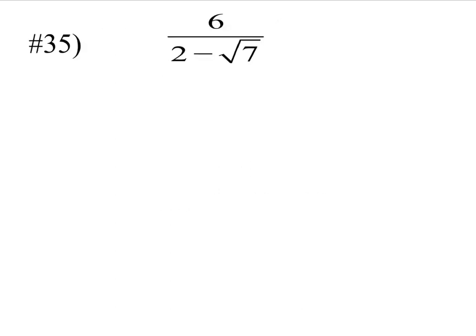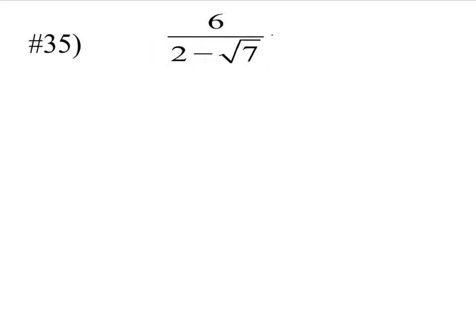When you're dealing with problems that have two terms in the denominator, like 2 minus the square root of 7, instead of just a radical, you're going to multiply by the conjugate of the denominator. What a conjugate is, is basically exactly the same as the denominator. The only difference is we're going to change the middle sign.